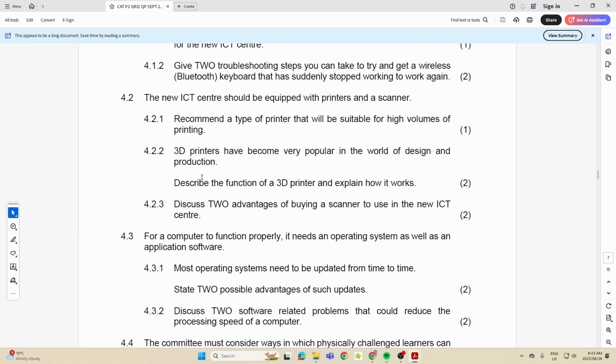3D printers have become popular. Describe the function. Now, please, I don't want you to get this wrong. This is how you get your 2 marks. You need to use this wording. 3D printers create 3-dimensional solid objects from a digital model of an item.